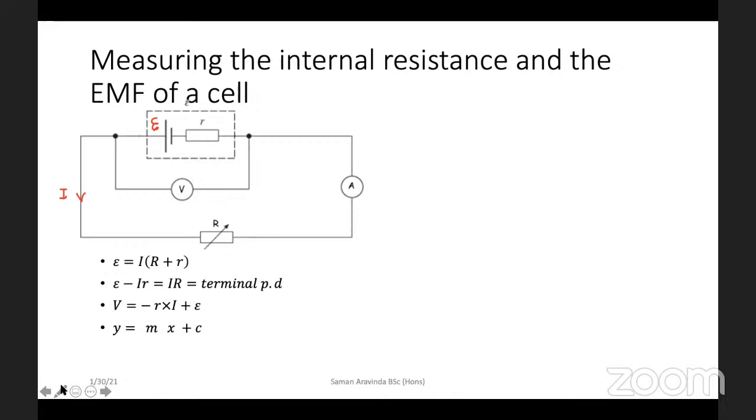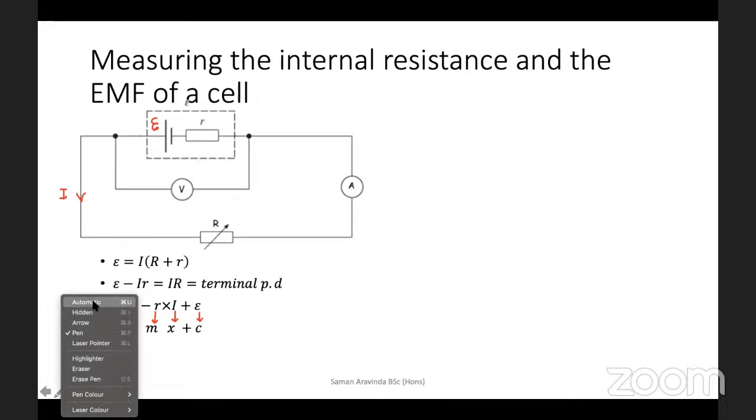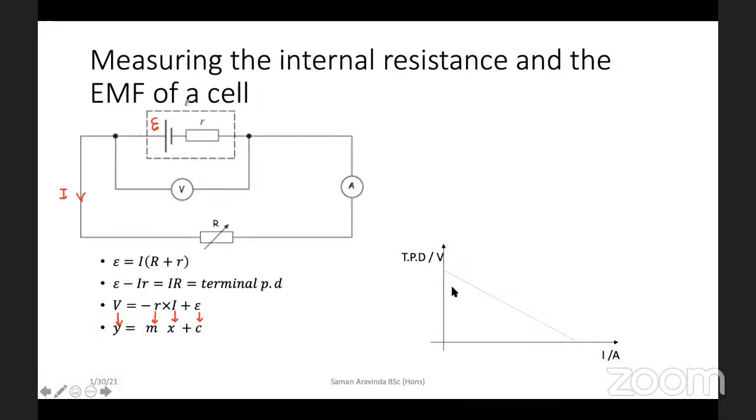So what is my y variable? My y-axis will be the terminal potential difference. The current axis will be the ammeter reading, that is the x-axis. So if I draw a graph, the negative gradient of my graph will give me what? The internal resistance. And the y-intercept of the graph will give me what? The EMF. Shall we write it down? I write it here: internal resistance equals negative gradient.